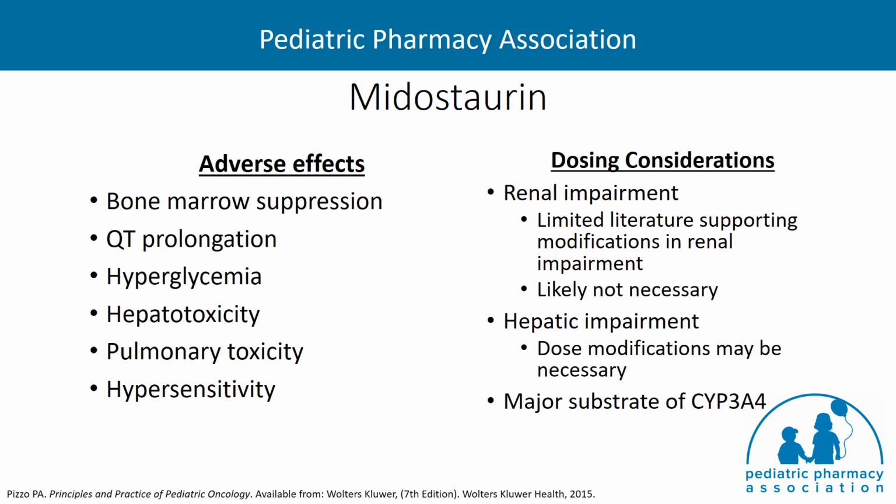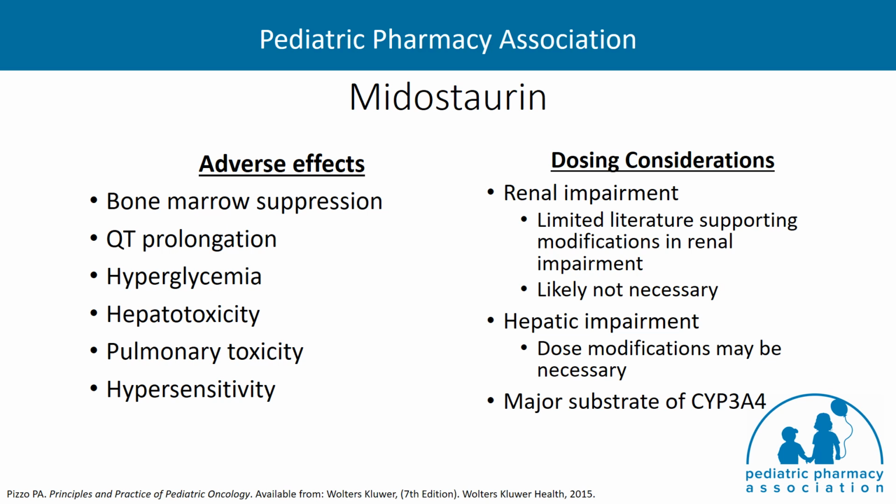Lastly, for dosing considerations, there is not thought to be a significant effect on midostaurin pharmacokinetics in the setting of renal impairment, but there is very limited literature supporting any necessary modifications. With that being said, there are significant hepatic metabolism components to midostaurin's pharmacokinetics, so it's really important to consider the need for dose modifications in specific patient populations. Lastly, midostaurin is a major substrate of CYP3A4, so it's really important to always review a patient's profile for any potential drug-drug interactions.